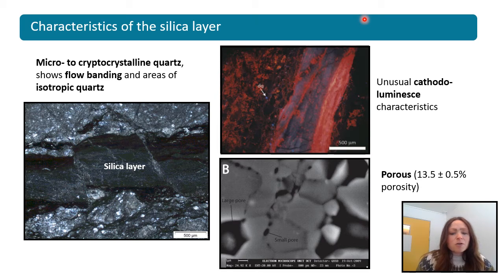So for the estimation of porosity, we used image analysis and found it to be around 13%. And the transition from opal CT to quartz by dehydration corresponds to a volume decrease of around 12%. So the porosity that we see in the silica layer may be due to this transition, and that indicates that the layer was most likely once amorphous silica before it recrystallized to quartz.